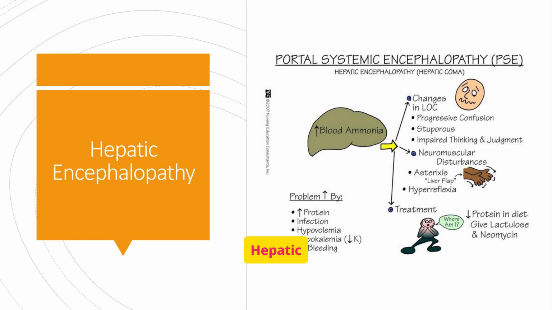Hepatic encephalopathy, also known as portal systemic encephalopathy, PSE, is caused by increased blood ammonia levels, leading to changes in the level of consciousness, LOC, including progressive confusion, stupor, and impaired thinking and judgment. Neuromuscular disturbances such as asterixis, liver flap, and hyperreflexia are also symptoms. Treatment includes reducing protein in the diet and administering lactulose and neomycin.